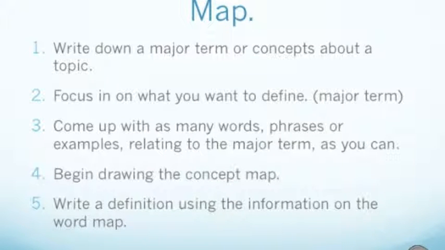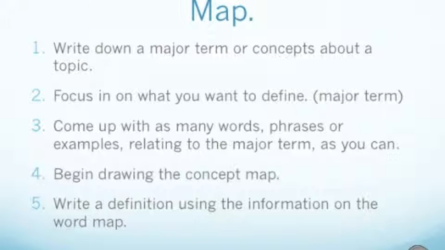How to create a CD word map. The first step in creating a CD word map is identifying and writing down a major term or concept about a topic. You want to make sure you really narrow down this topic and come up with one major term.